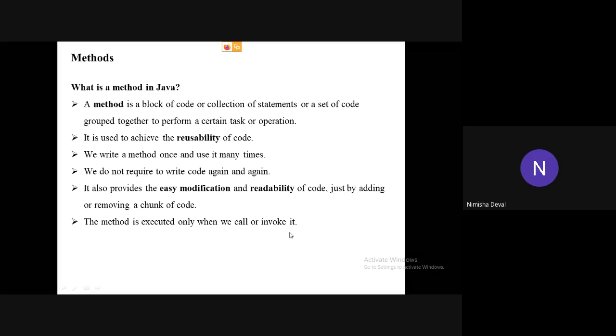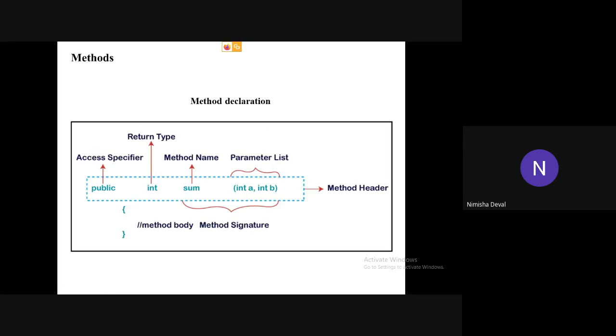We will see what is meant by static method in today's lecture, but for now only remember that the main method we are using directly. There is no necessity to create any call or to invoke it in our program. Okay, so we will move further.